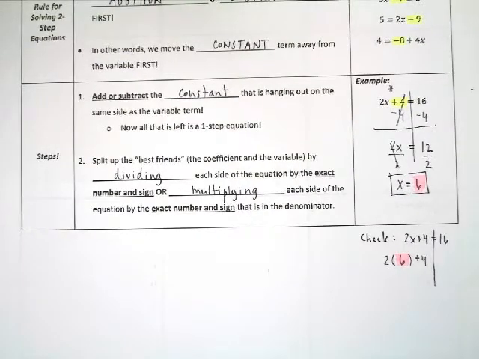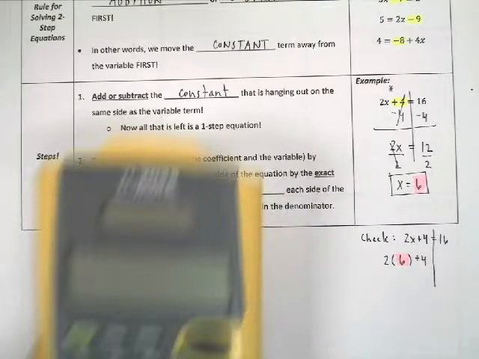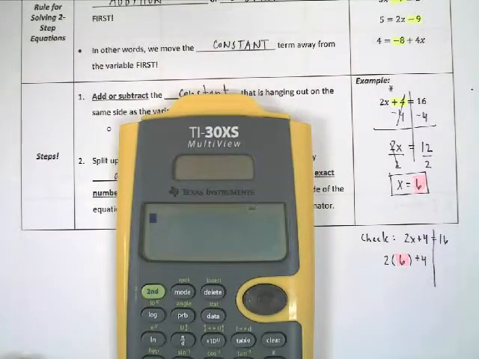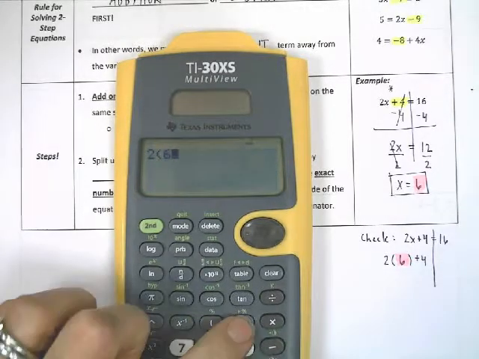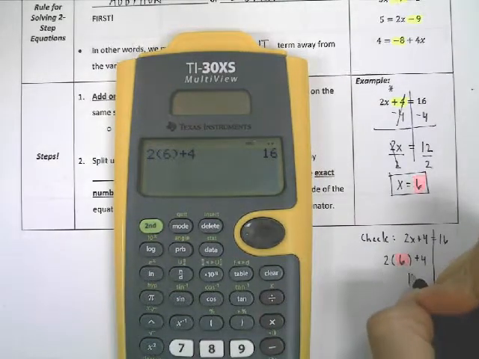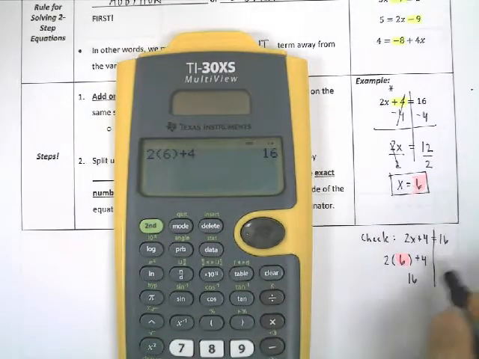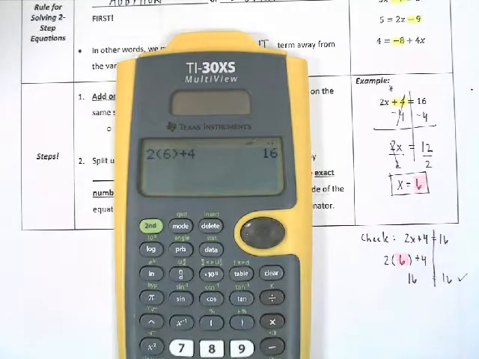And now I'm going to use my calculator because I want to be sure that this is the right answer. I don't want to guess on this check step because I might miss an opportunity to find an error. So I'm going to type this in just how it looks. So I have 2, and in parentheses I have 6. Then I'm going to add 4, and that gives me 16. Since 16 is what I was looking for, I know that I'm correct, and I can move on to the next problem.